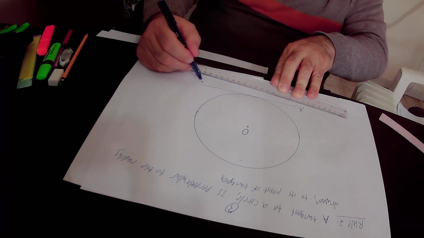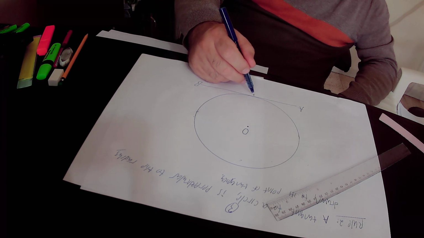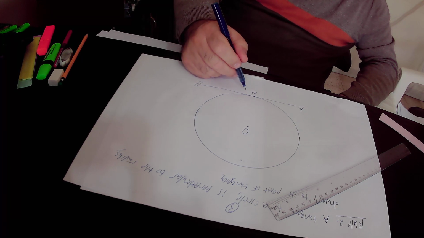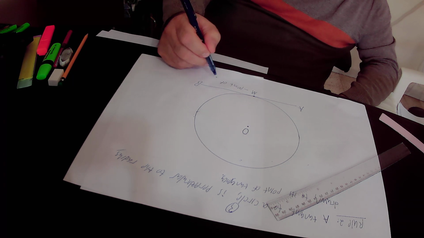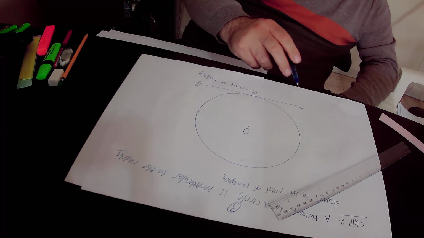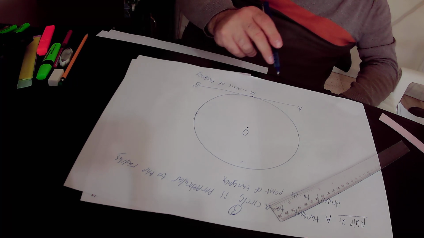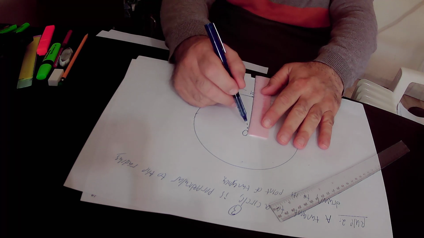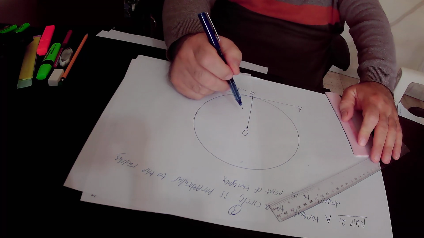if AB is tangent to this circle at this point, we define this point as point M. Actually, point M is the point of tangency of this tangent AB with this circle. We join points O and M together by a straight line. OM is the radius of this circle.